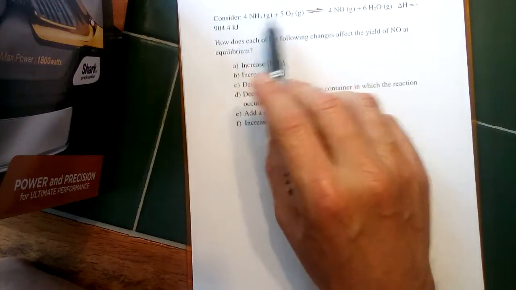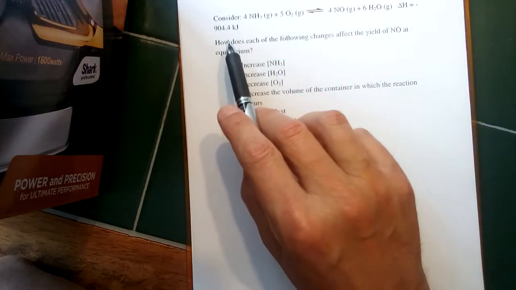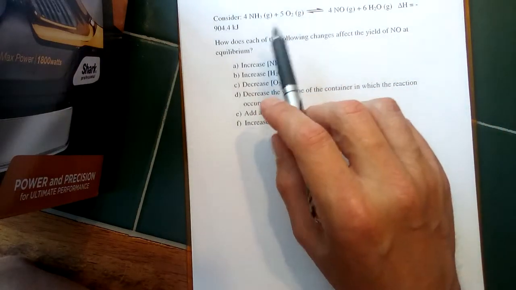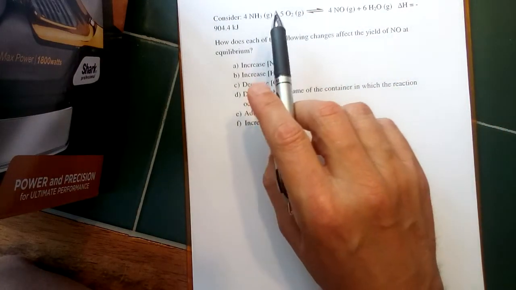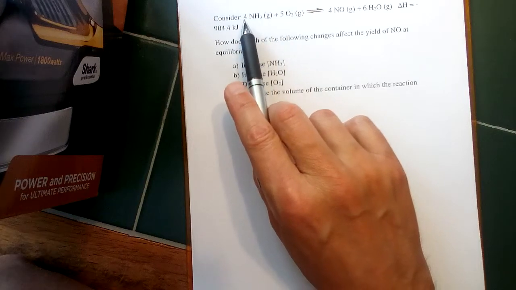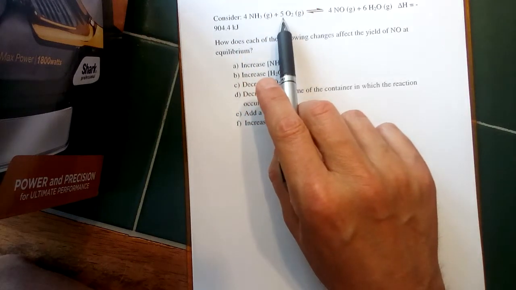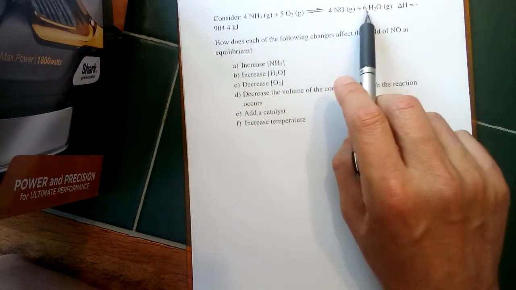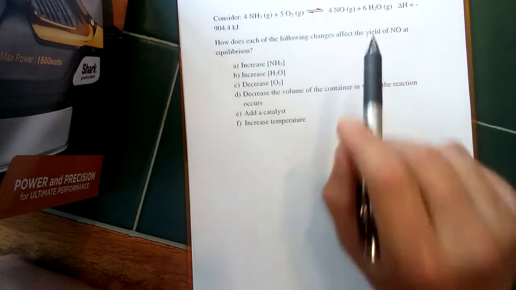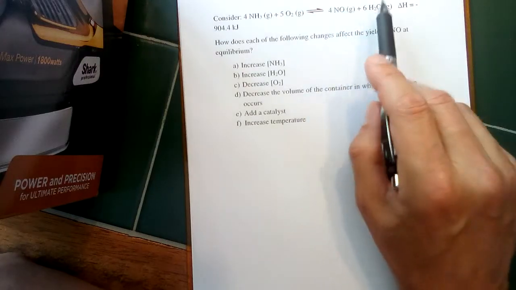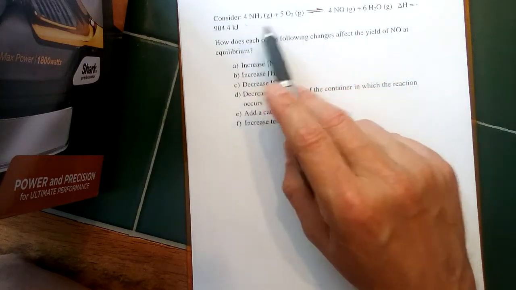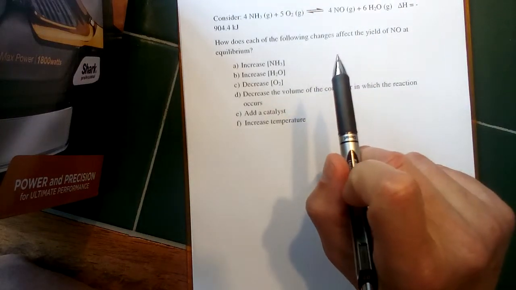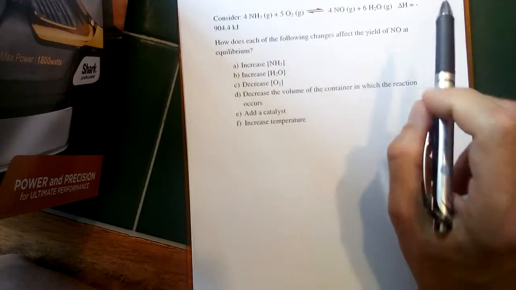So similar idea here. We've got a reaction, we've got its enthalpy. Now let's look at some of the important pieces of information before we go into the choices here. 4 moles of ammonia, 5 moles of oxygen, we've got 9 moles of gas on the reactant side, 4 moles of NO, 6 moles of water, 10 moles of gas on the product side. So more gas phase products than gas phase reactants. So that'll come into play when we look at things like volume.